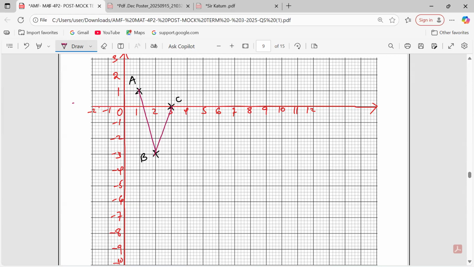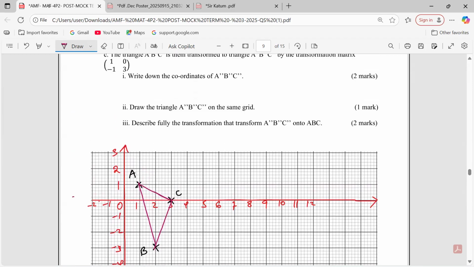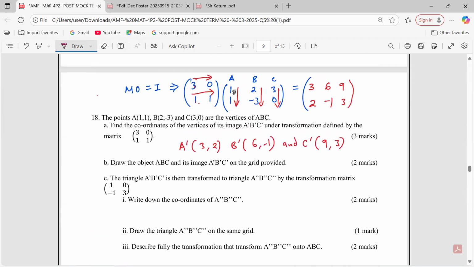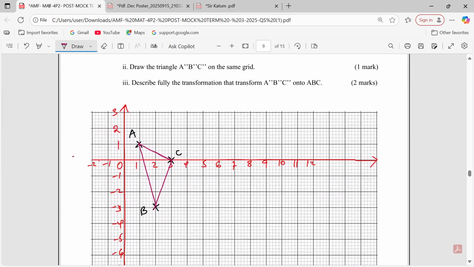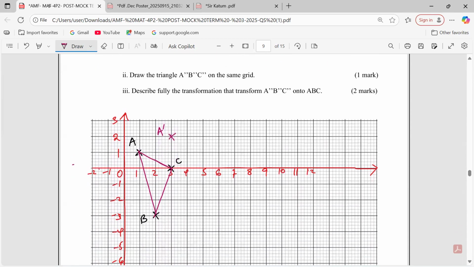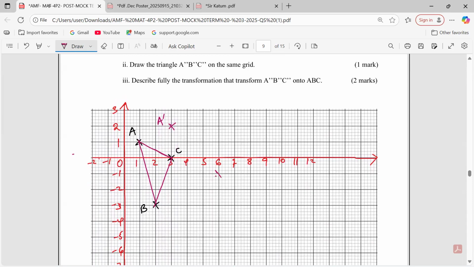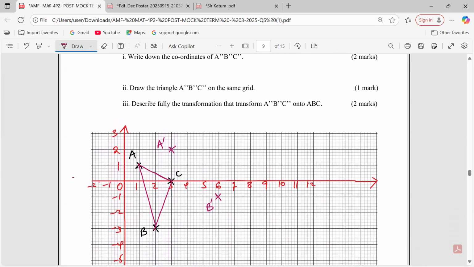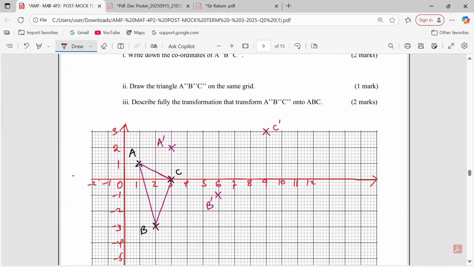That's the first triangle. Now that we've computed the coordinates of the image after the first transformation, we can plot the second. 3, 2. So we start with 3, 2. This gives us A prime. We proceed to 6, -1. So 6, -1 at this point. So our B prime. Then C is at 9, 3. So 9, 3 is at a point like this, C prime. And now we connect to get this particular image. So let me connect.